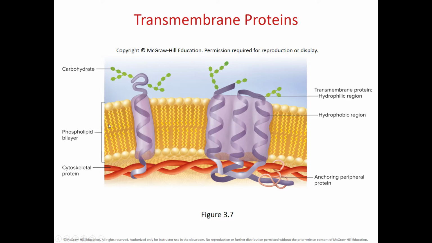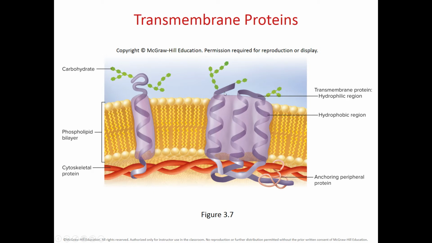So this is a glycoprotein, and it has this region of the protein which is hydrophobic, because it is located here within the phospholipid bilayer. It has this other portion which is hydrophilic that binds to the cytoskeletal protein, or an anchoring peripheral protein, which is this.